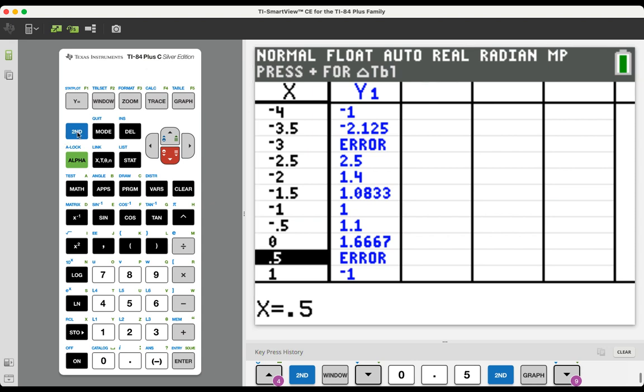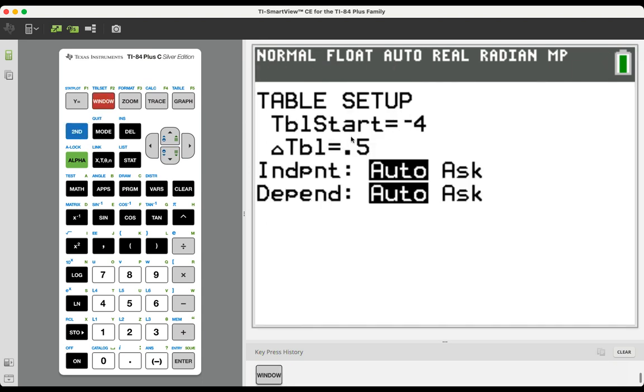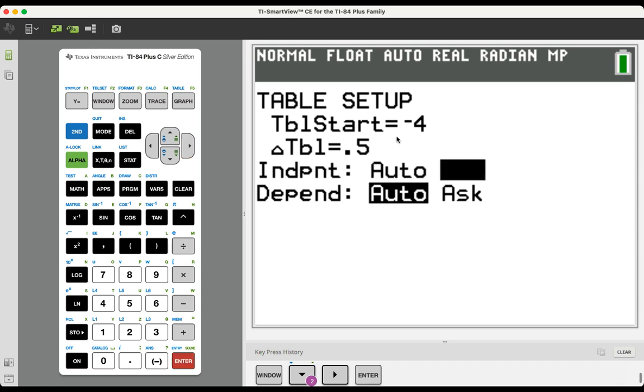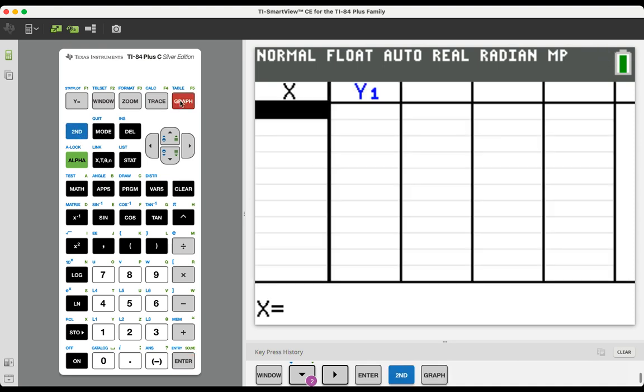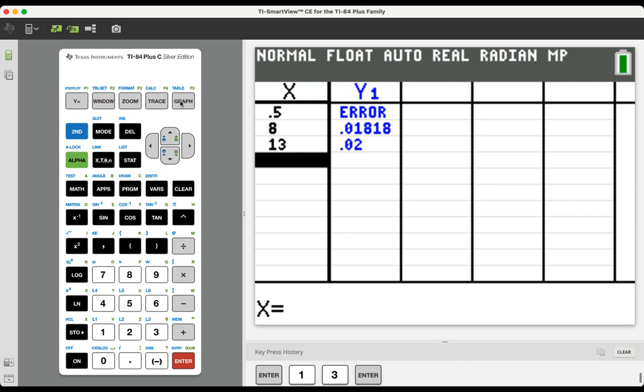You also have the option in table set, if you'd like, instead of worrying about the start and the count, to go down to where it says independent and change that to ask. If you change the independent variable to ask and you go back to the table, you'll notice that the table is now blank. You will type in specific X values and the calculator will give you back specific Y values.